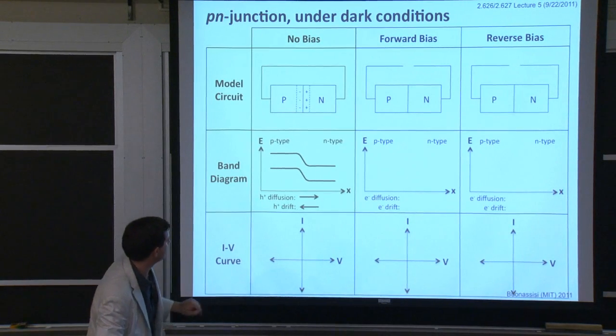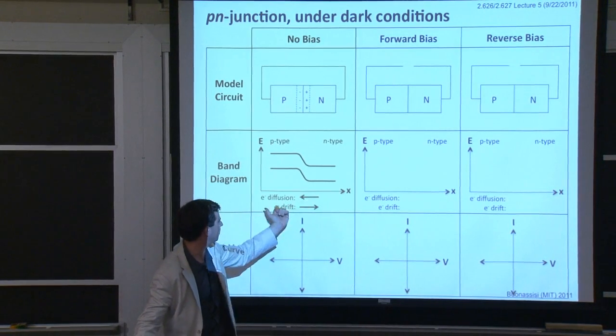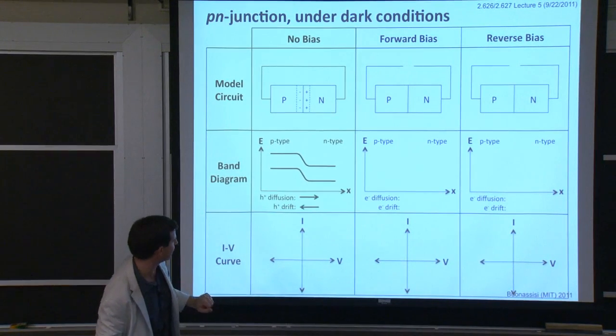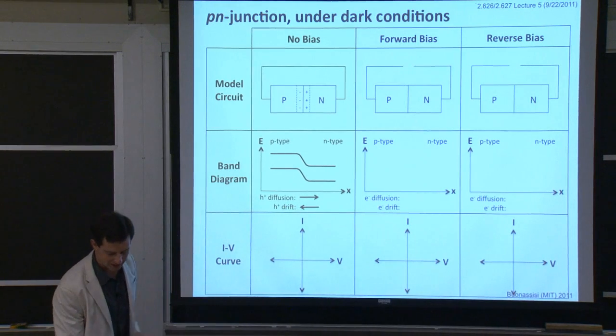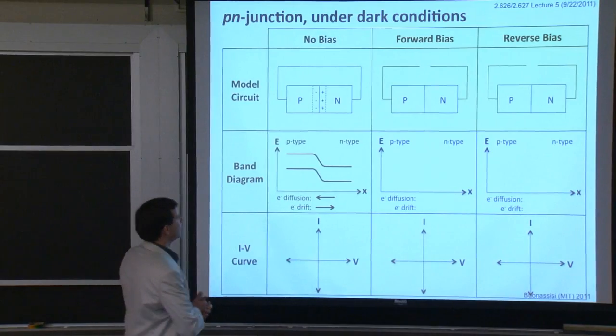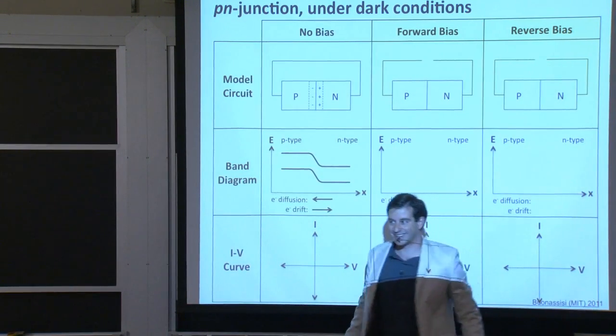So now that we've done one example, I wanted to add one last thing. So this is electron diffusion pointing to the left and electron drift pointing to the right. Hole diffusion is pointing to the right and hole drift pointing to the left, as one might expect. Let's try these two right now, forward bias and reverse bias.